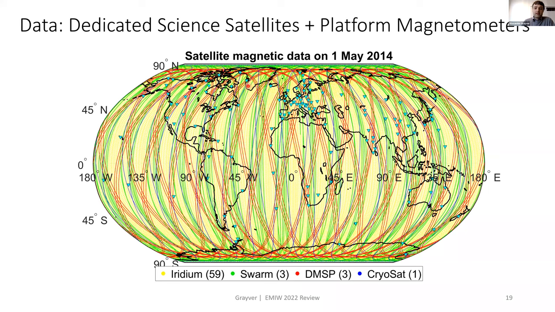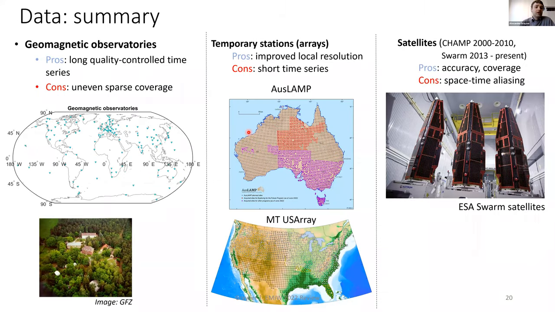The problem, of course, is that as these satellites are not fixed relative to the mantle frame, to the Earth rest frame, it creates additional challenges which have to be tackled on the methodological side. So in summary, we have geomagnetic observatories with long quality-controlled time series. We however suffer from very uneven and generally sparse coverage. We have these temporary arrays which give us unprecedented local resolution, but the stations are in the field only for a relatively short period of time.